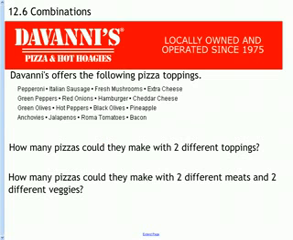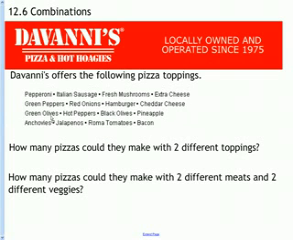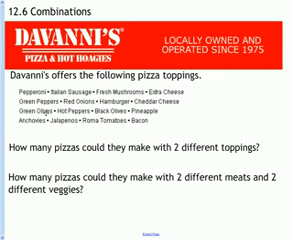Okay. Pizza. Hungry yet? All right. So at Devani's, these are some toppings they have available. I'll save you some time. There's 16 of them there.